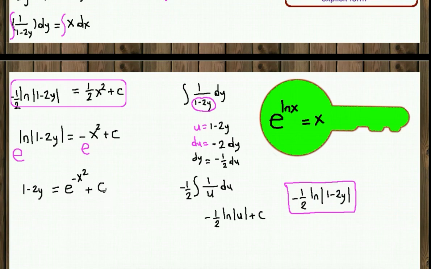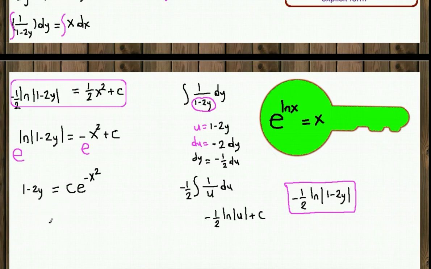We can write this c in front of e. We can apply the exponent rules here. So we can do this. That's going to be e to the c as well. And if we merge them, it's going to be c times e to the negative x squared. Again, here we apply the basic exponent rules. Now we need to completely isolate y.